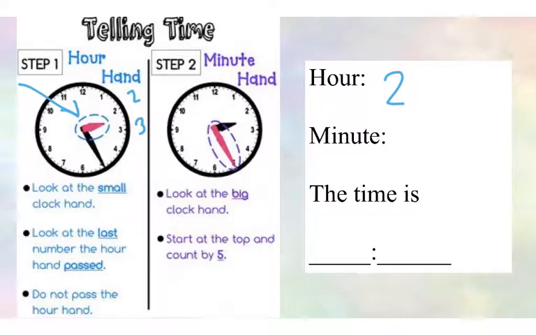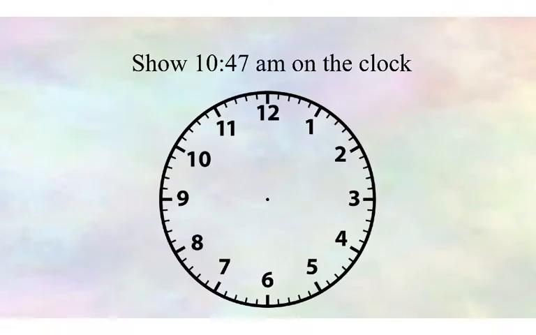Let's look at step 2. Look at the big hand, clock hand. We got this big hand right here. And it says start at the top and count by 5s, just like I told you. So if we count by 5s, 5, 10, 15, 20, 25. The minute is 25 minutes. The time is 2:25.